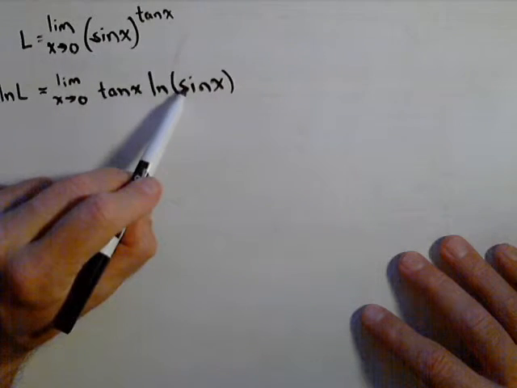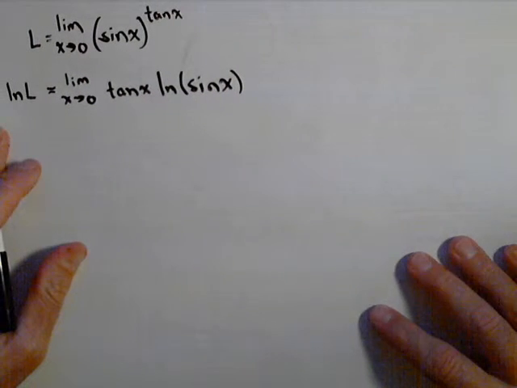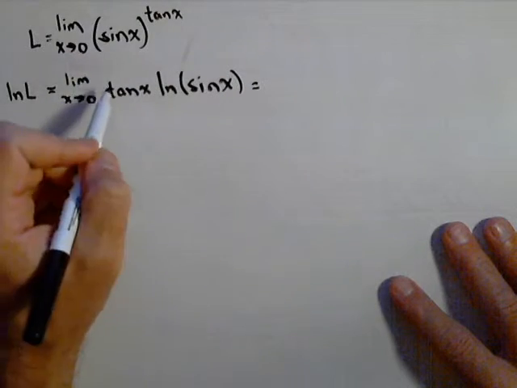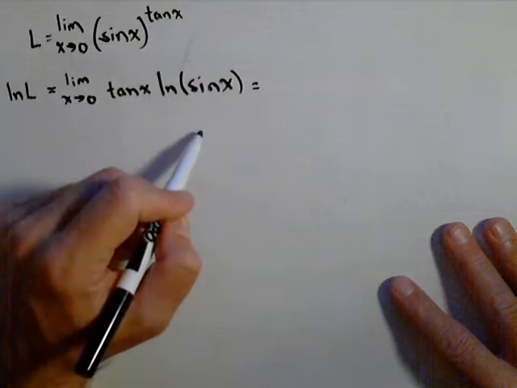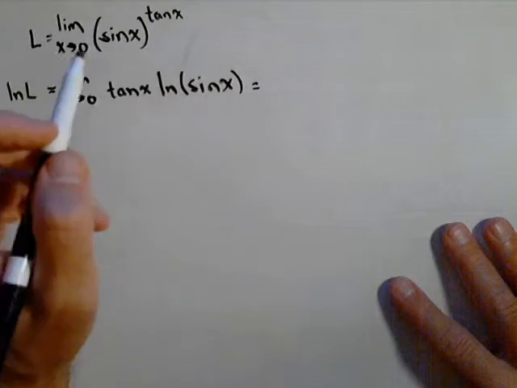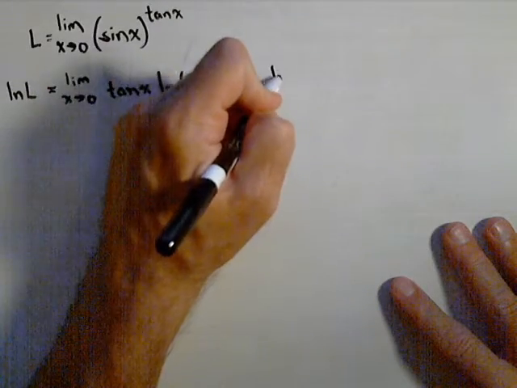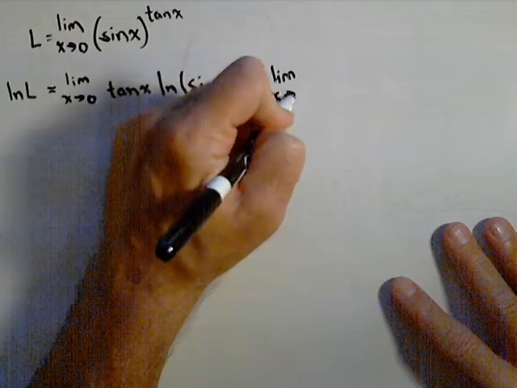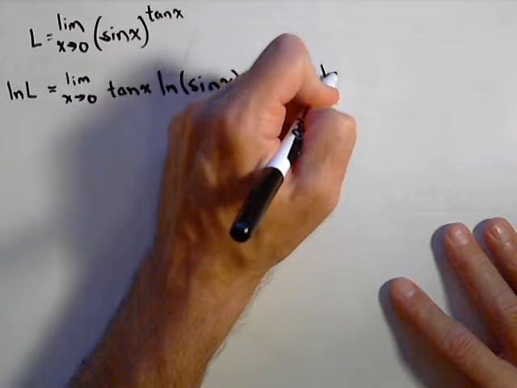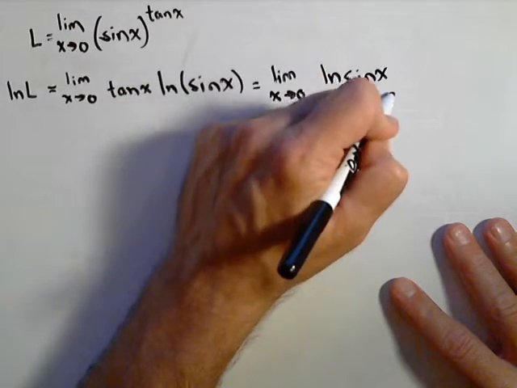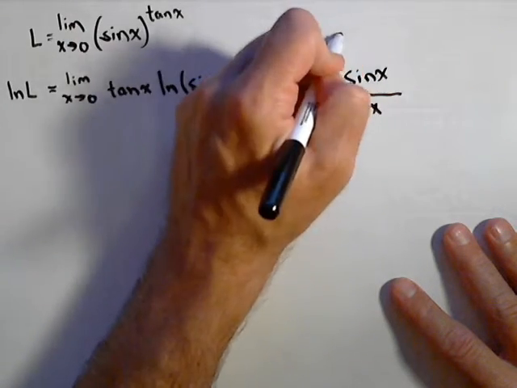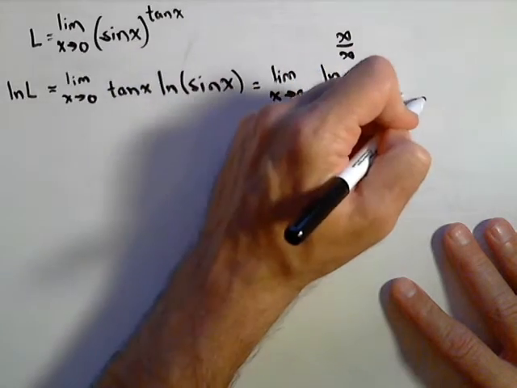I have a 0 times infinity case, and as we've seen in the past, those can be turned into our version of L'Hopital's rule. So what we're going to do is put 1 over tangent x in the denominator, and let's go ahead and see what we can get to have happen. So limit as x goes to 0, and we're going to rewrite this as ln of sine x all over cotangent x. And there's now our infinity over infinity case.